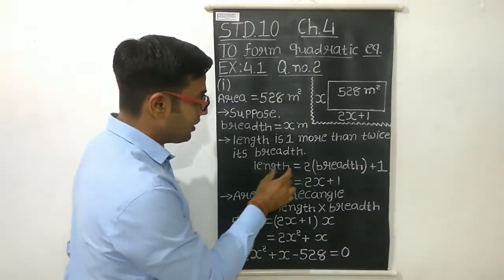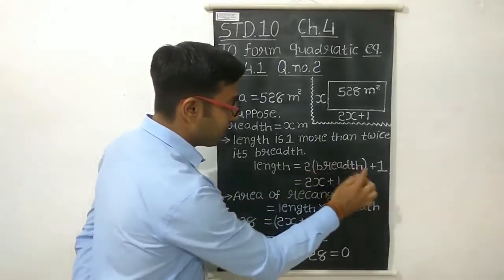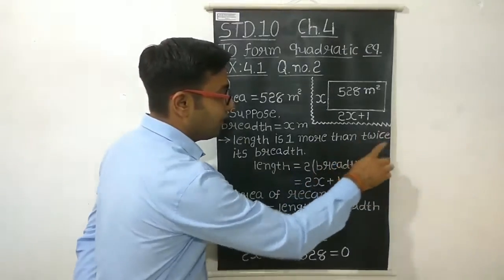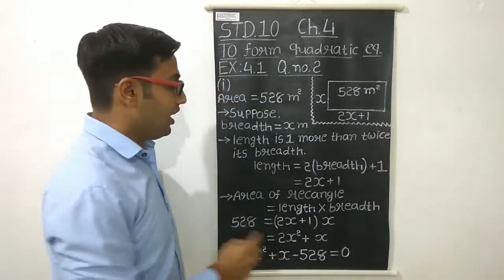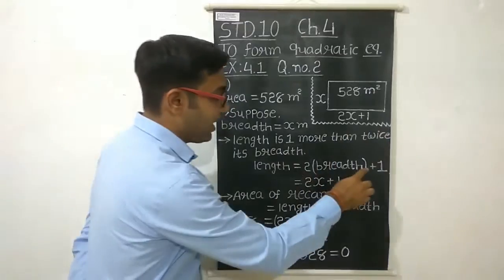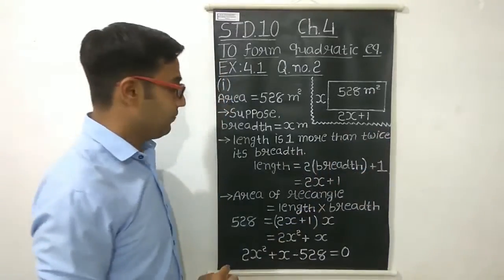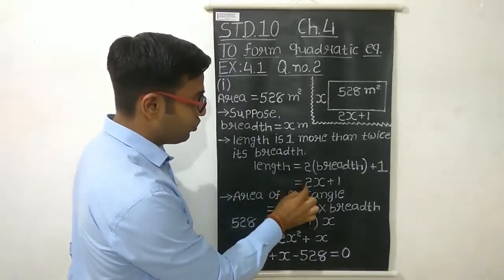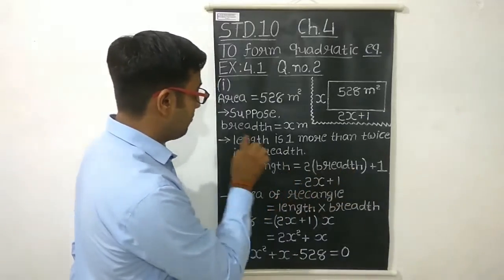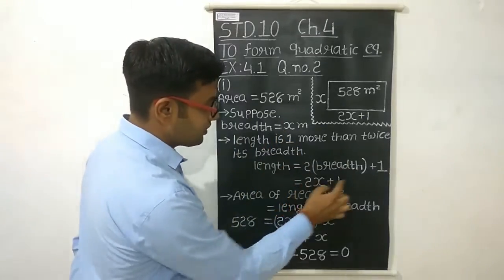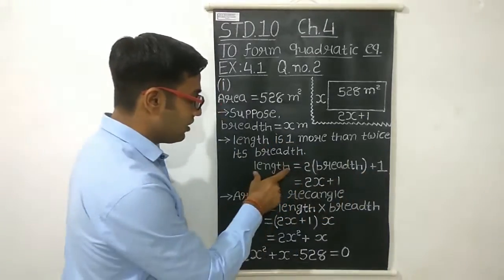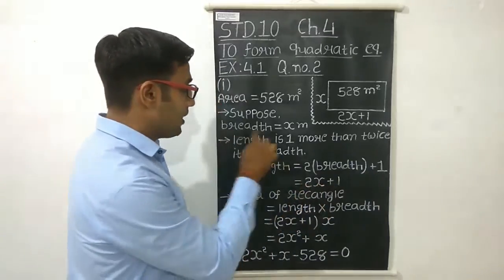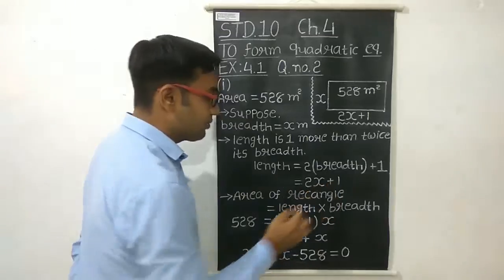So we can write length is equal to 2 into breadth plus 1. Why do we multiply with 2? Because here we have been given twice. And one more means to add 1. So now what will be the length? The length is equal to 2 into breadth, breadth is x, so 2x plus 1. Our length will become 2x plus 1 meter. Breadth is x meter, length is 2x plus 1 meter.